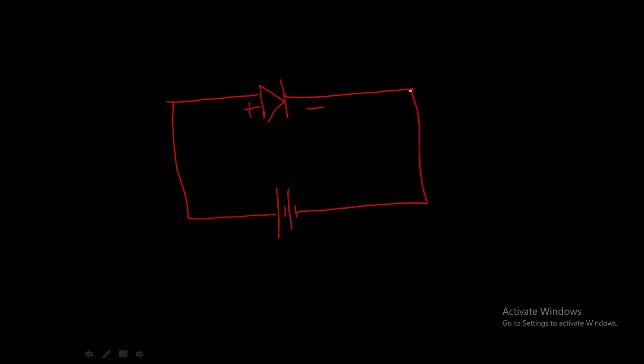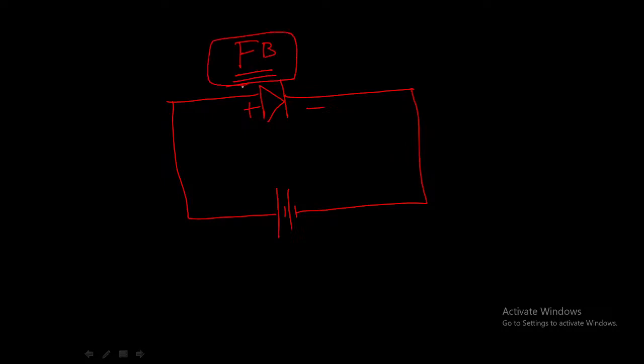I will draw it. So this is our PN junction diode. This is anode and this is cathode. How to forward bias this particular PN junction? We will apply positive of the power supply to the anode and negative to the cathode. This is how we make the forward bias connection of a PN junction diode.